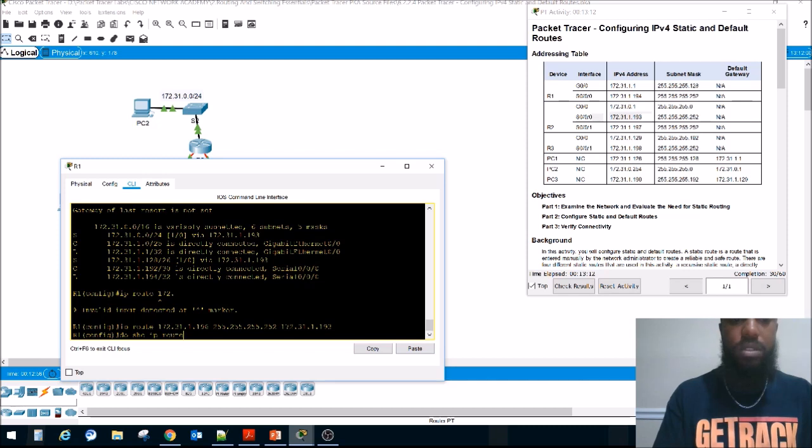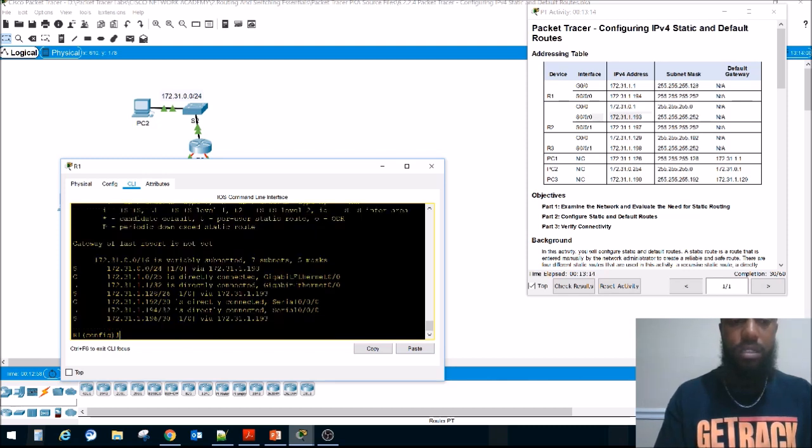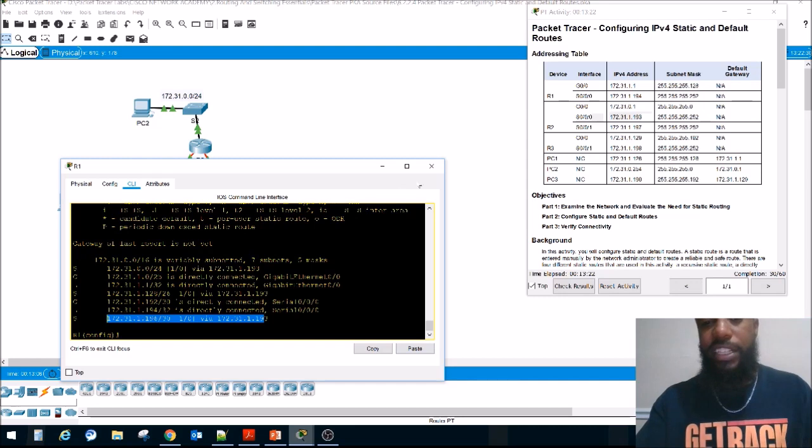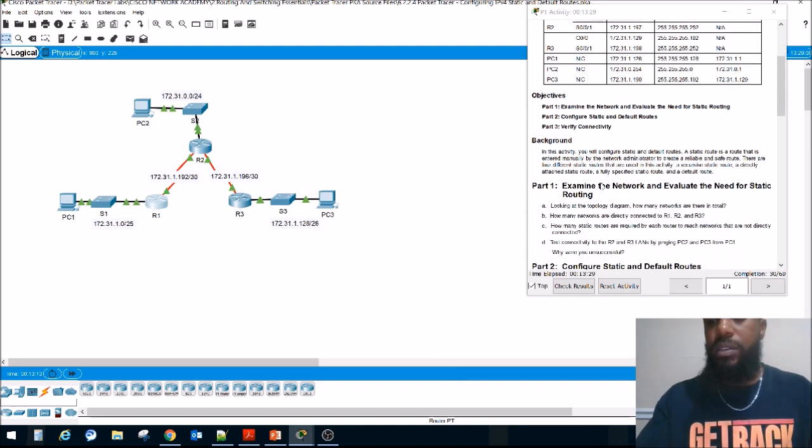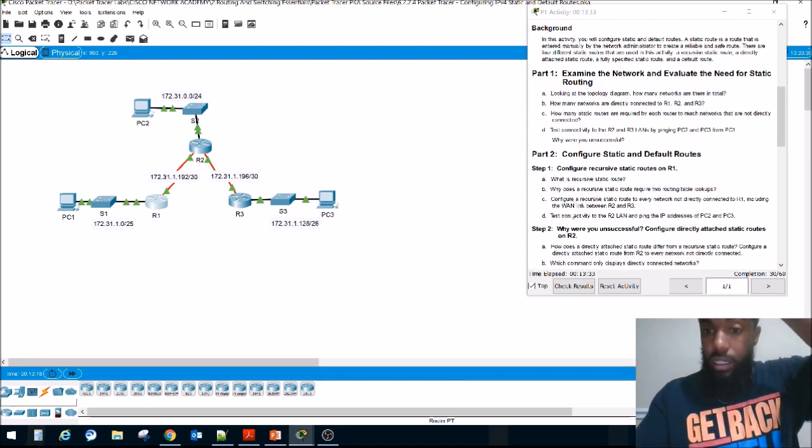Do show IP route. Now we know how to get there, right? Y'all see that? So these are still static routes. I guess I really ain't show y'all nothing new yet. Let's do a default route. I might have done the default route in the last video too, though. So it's kind of mix and match in here.